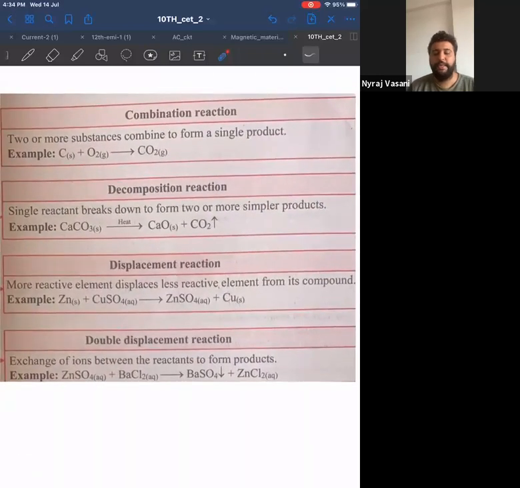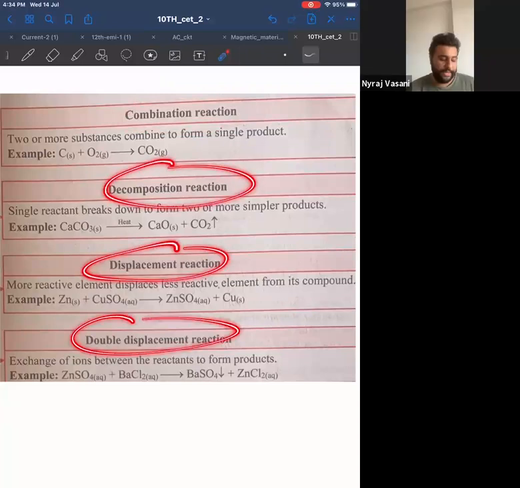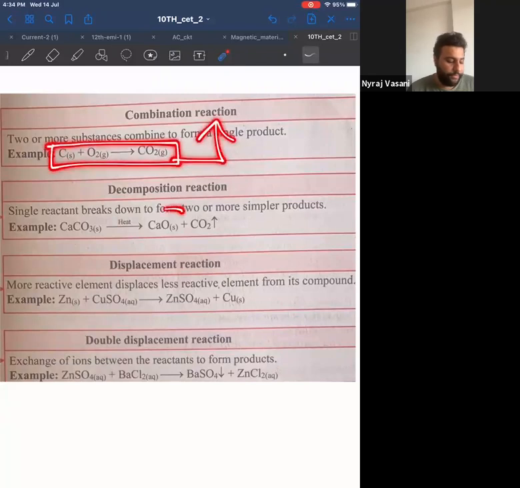So this is from the module itself where all four types of reactions are mentioned. And why did I show this? Because in the exam, very likely they give you this example. They show you this reaction and ask you what kind of reaction it is. So I want you to make a note. Before you make a note, let me explain. There are four types of reaction: combination, decomposition, displacement, and double displacement. In the exam they will give you an example like this and ask which kind of reaction it is. So you should know what is happening.